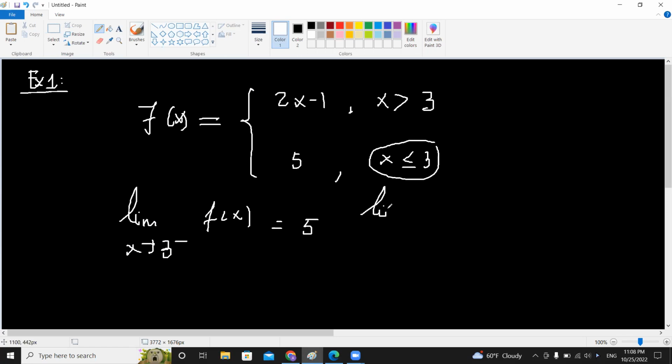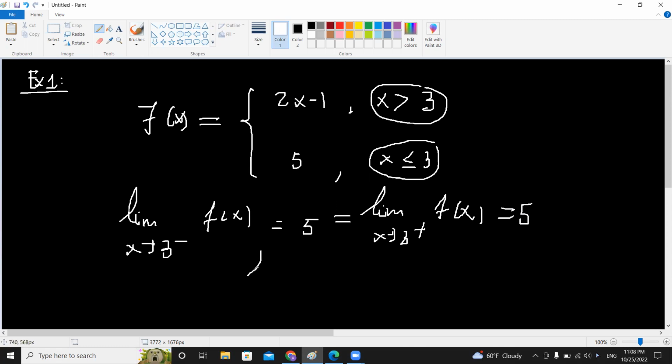Now let's consider the limit as x tends to 3 from the right side. In this case, for f(x), we are going to have this case. So if you put 3 here, 2 times 3 is 6, minus 1 is 5 again. So you see they are equal. So obviously we have the equality of limits, and then the limit as x tends to 3 exists. So we can write it's equal to 5.